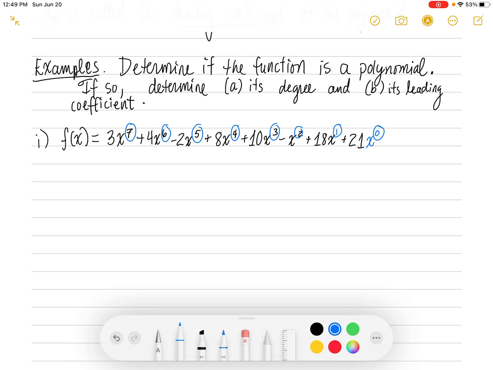The smallest whole number is 0. But negative numbers are not whole numbers. So 0 is the beginning whole number, and then 0, 1, 2, 3, 4, 5, counting numbers. So yeah, it has all whole numbers. The powers are all whole numbers. So it satisfies the form of a polynomial. So yes, f of x is a polynomial.